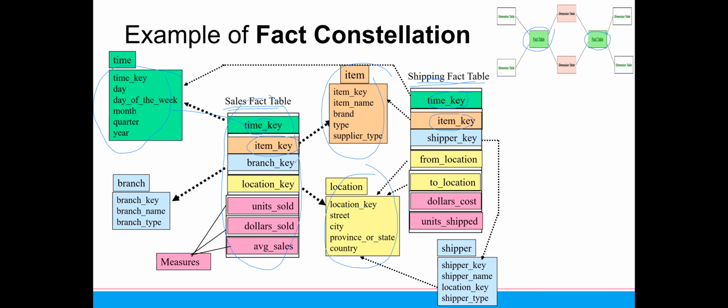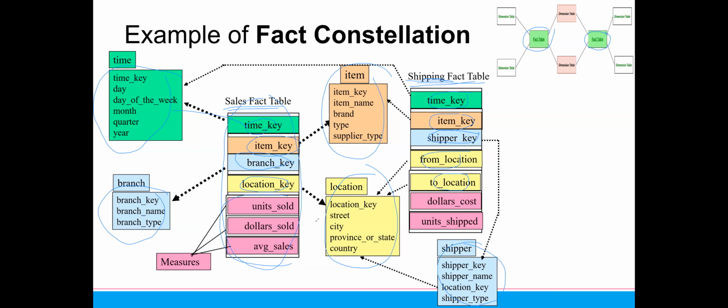In the sales fact table, we have the brands. The shipping connects with the shipper. In the sales, we have location, so where the person bought the items, but the shipping contains from and to location. So some of the dimensions are similar, meanwhile other dimensions might be different. The shipping fact table connects with the shipper, but the sales fact table connects with the brands.